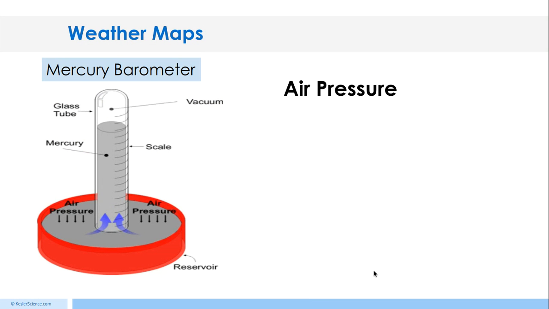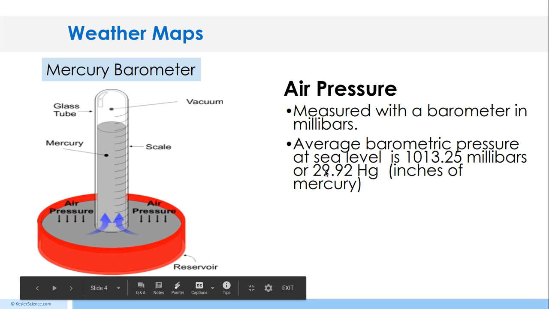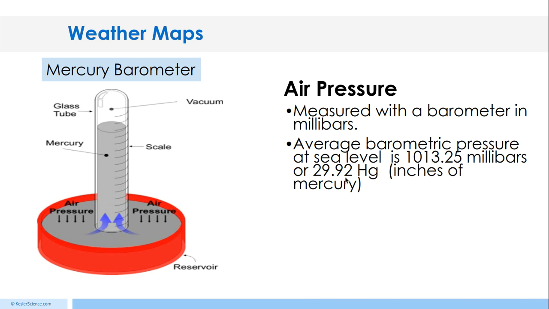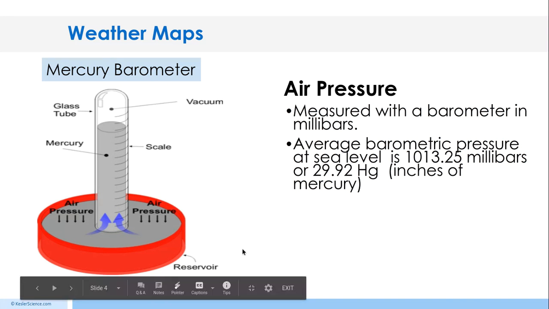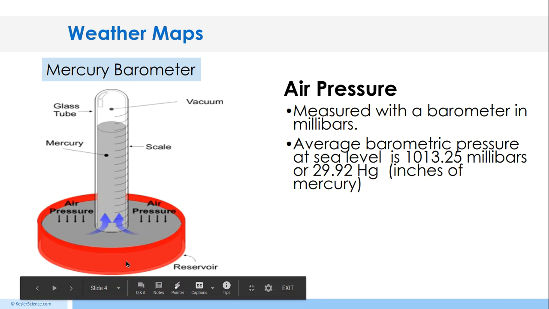We can measure air pressure by using a barometer, in millibars or inches of mercury. Okay, so this is important. The average barometric pressure is going to be 29.92 inches of mercury, or 1,013.25 millibars. As air pressure comes down on our barometer, it causes mercury to rise in the mercury barometer, and that's where we get our scale from. The amount of pressure displaced in the reservoir pushes mercury up through the tube.